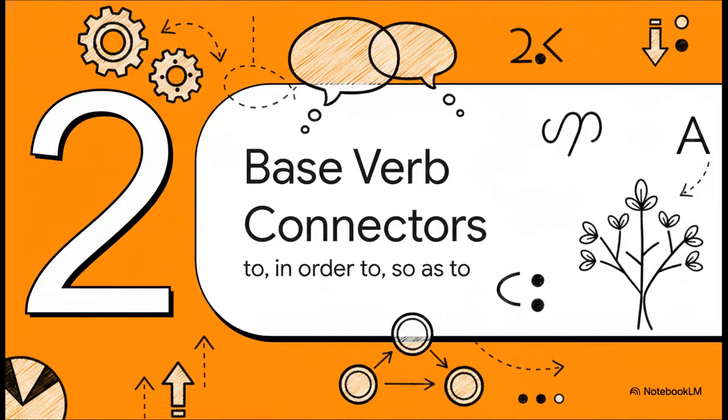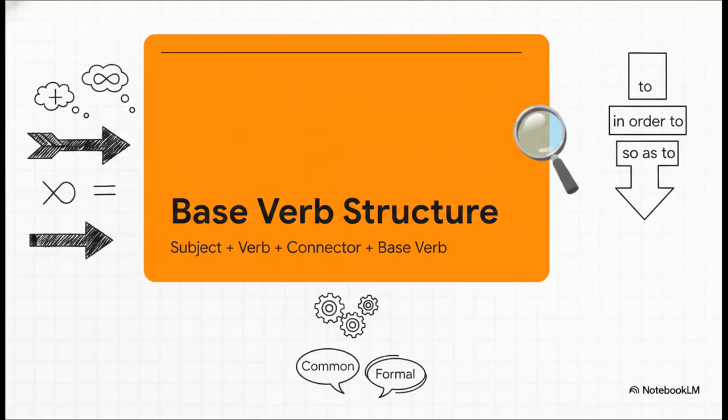Moving on to Section 2, base verb connectors. So this is our first major grammatical group, and you're going to use this one a lot. The structure goes like this: subject plus verb plus your connector plus a base verb. And the three connectors that fit perfectly here are to, in order to, and so as to. Now, just using to is definitely the most natural everyday way to express purpose. The other two, in order to and so as to, do the exact same grammatical job, but they sprinkle in a really nice layer of formality for your essays.